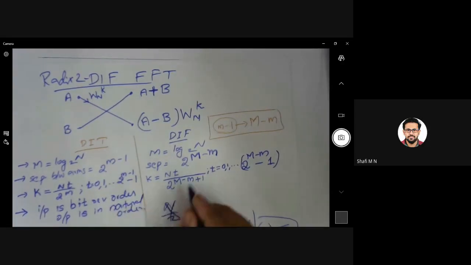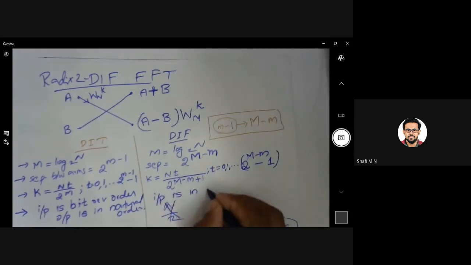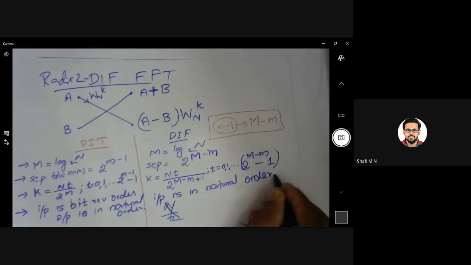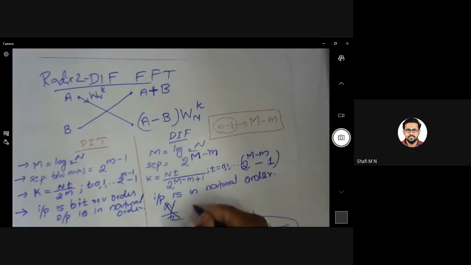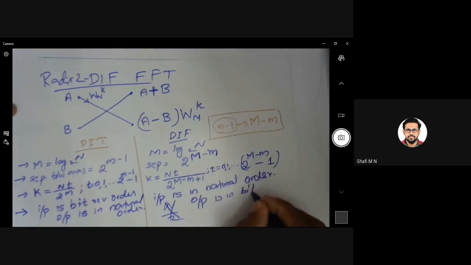Okay. Here it is just the reverse. Here the input is in natural order. You have to write the input in natural order. You don't want to perform any bit reversal, but your output will be available in bit reversed order. And one more change will be there with the output. We will see that while doing the problems. There will be some adjustments. We'll see that. Is that clear? Let's start.